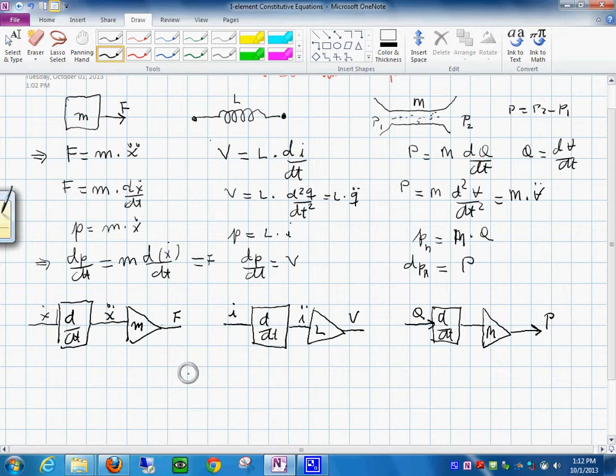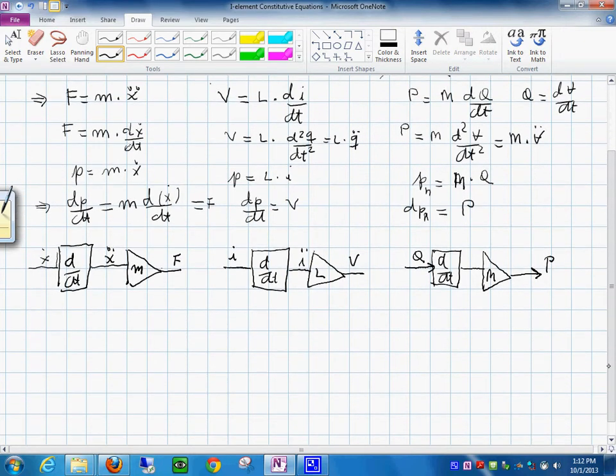Now, how do we represent this with the bond graph model? The bond graph model here, of course, is an I element in here. I'm just going to put a little color, put some life into this. And in here, the I element, what is the output of the I element when I write it this way?